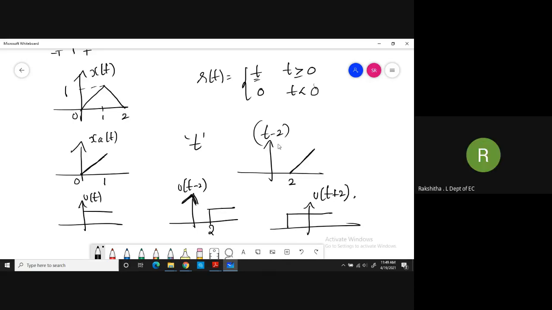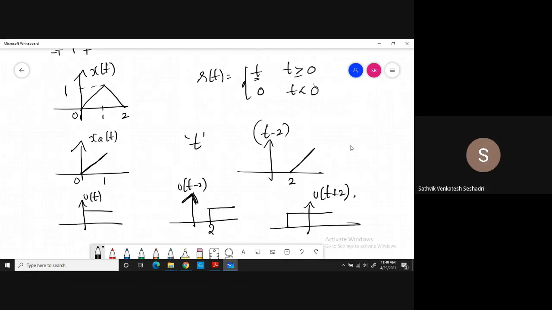Ma'am, so basically we have to assume that the waveform starts from 0, no ma'am? Yes, it is shifted right. If you have right shifting, you have t minus 2. If you have left shifting, we'll have t plus 2. Okay, I'll explain to you.